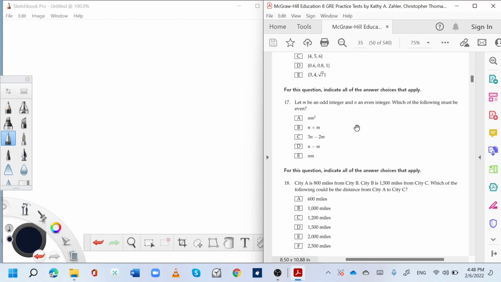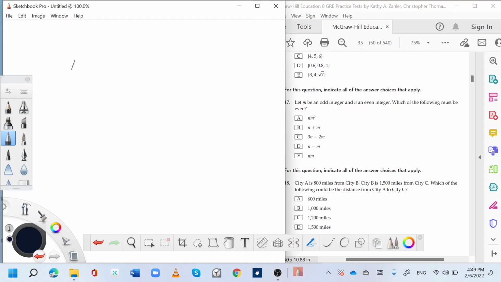Number 17. Let m be an odd integer and n be an even integer. Which of the following must be even? Well, any number times an even number is even. So anything times n is even.